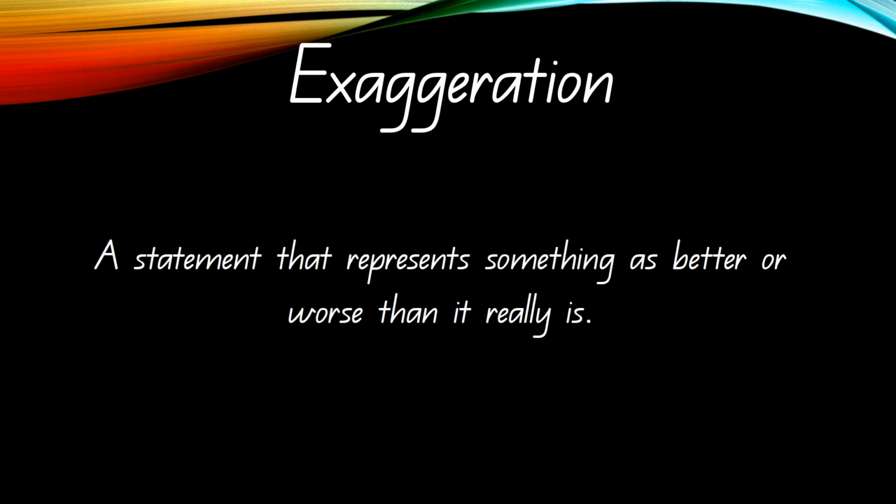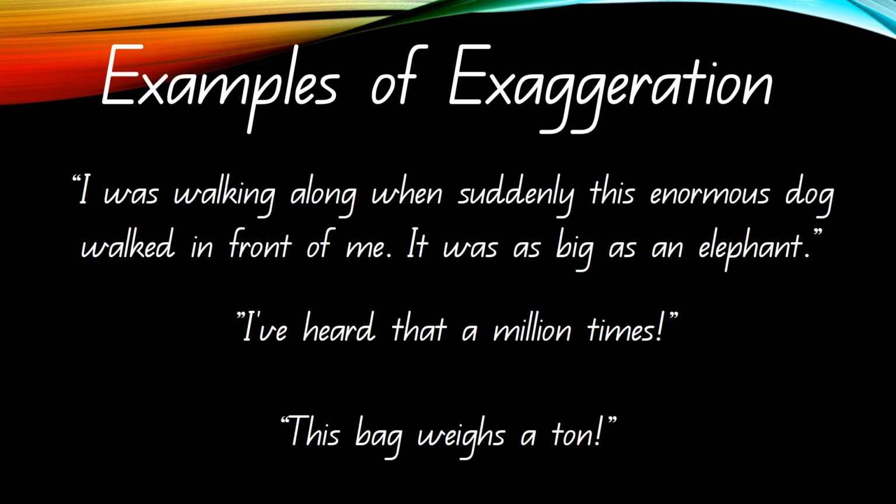Exaggeration. The definition of exaggeration. A statement that represents something as better or worse than it really is. Examples of exaggeration. Example 1. I was walking along when suddenly this enormous dog walked in front of me. It was as big as an elephant.